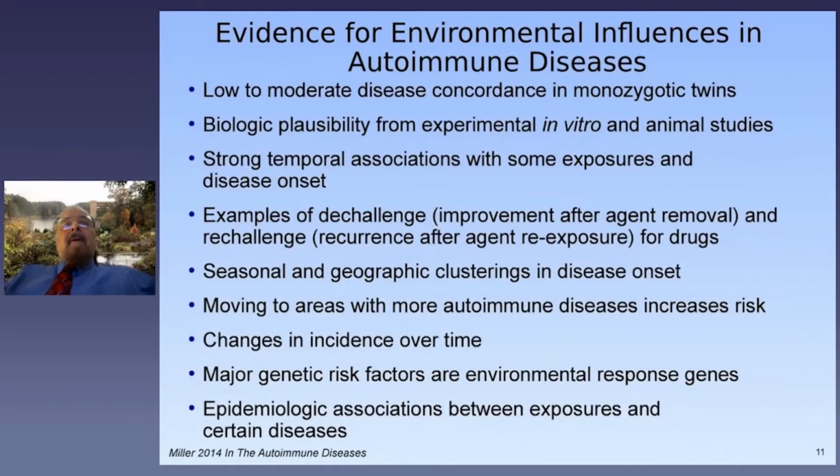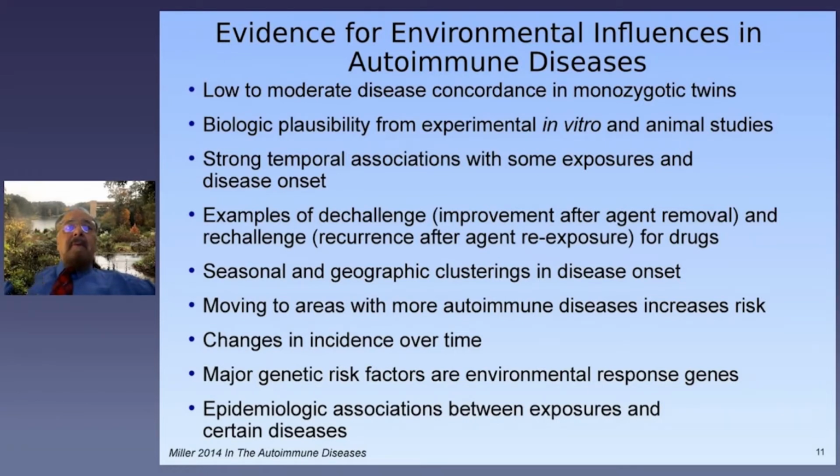Well, what may be causing these increases? And again, we don't really know much about this yet, but there's a lot of hints that the environment plays a major role in autoimmune diseases. And this lists some of the reasons why. First of all, low to moderate disease concordance in monozygotic twins. That means one twin having autoimmune disease, the other tends not to.